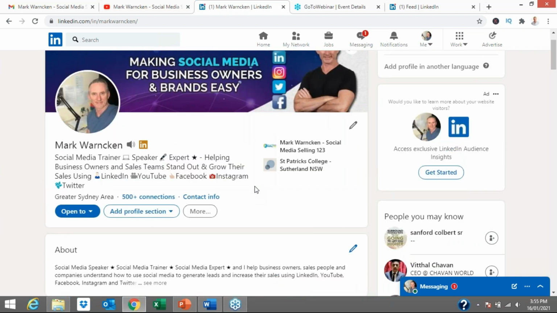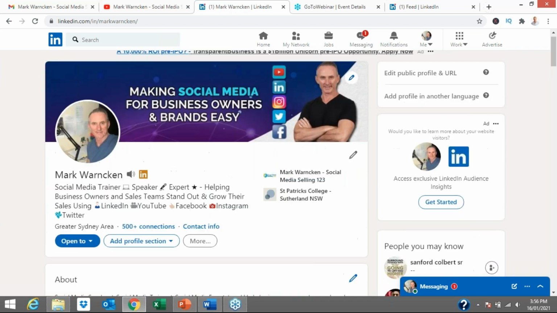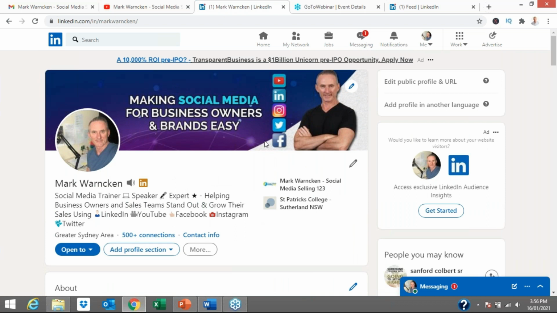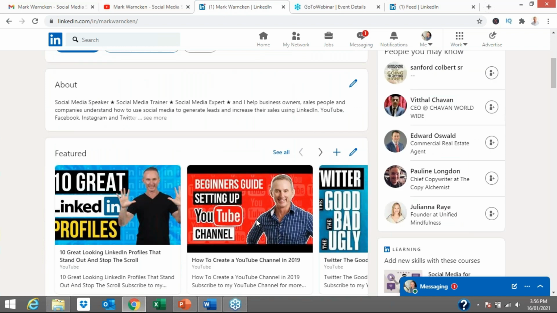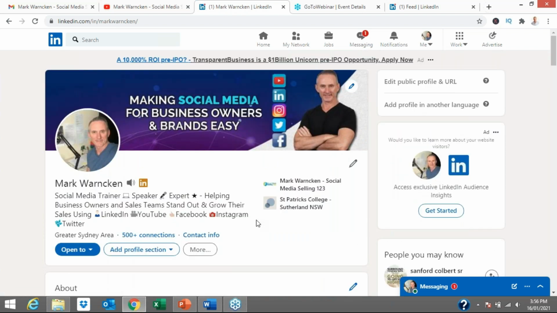So by all means, this is the most important part, or one of the most important parts of your LinkedIn profile, because if you don't get this part right, people will click off, they will scroll off, and whatever opportunity might have potentially come your way will actually be lost.